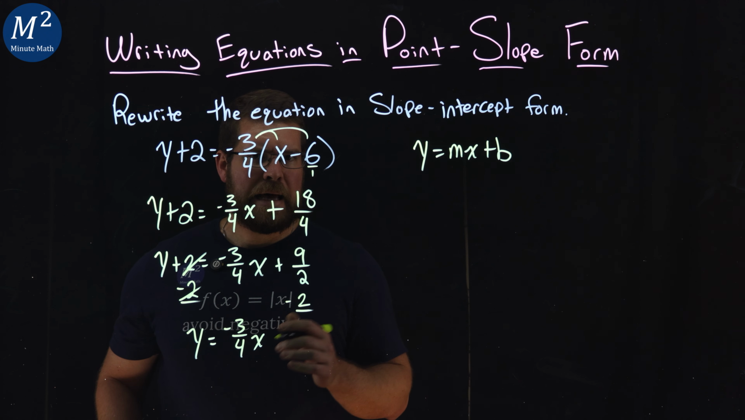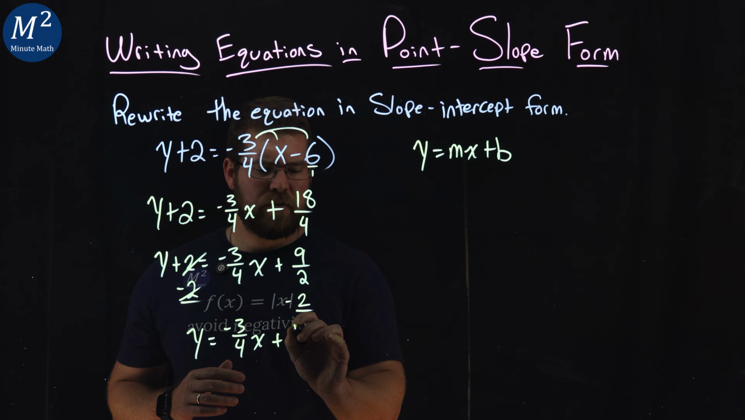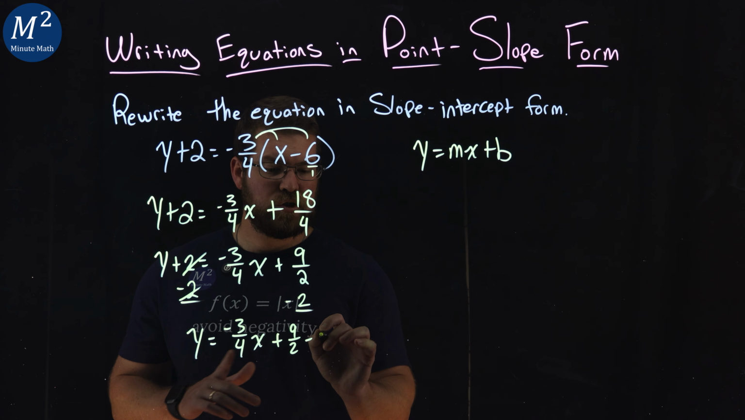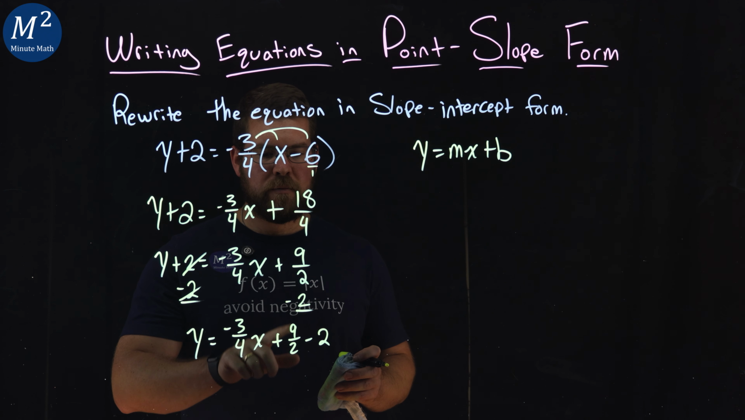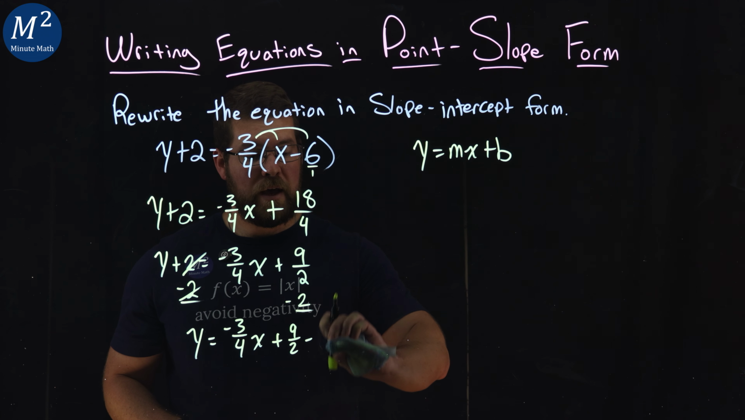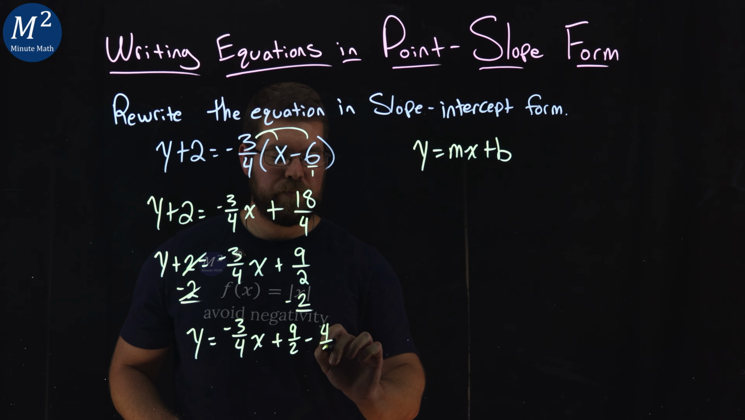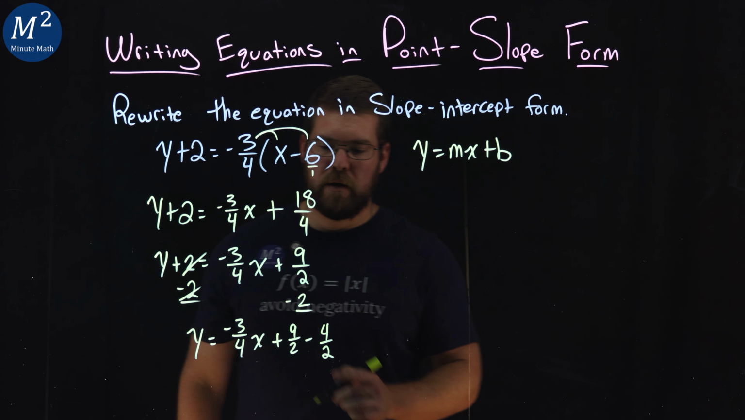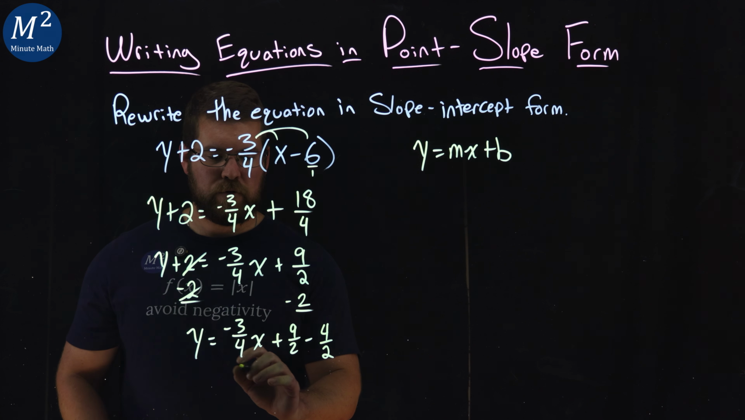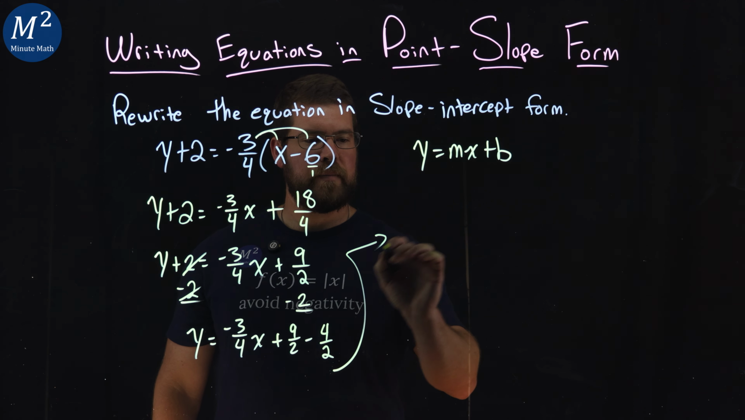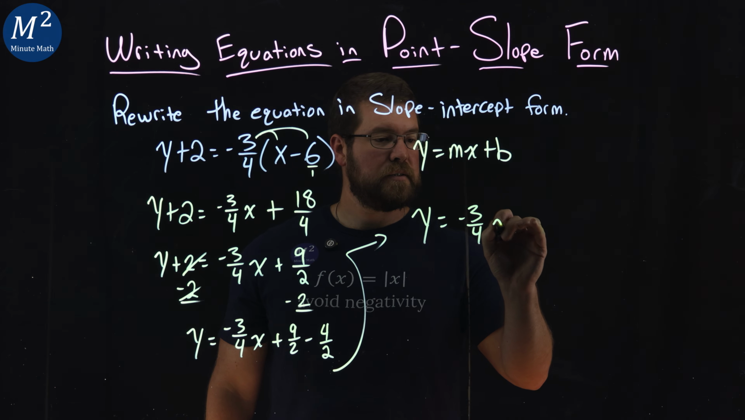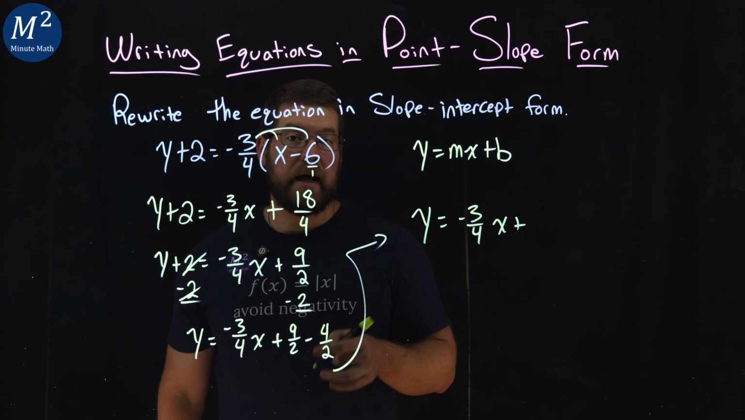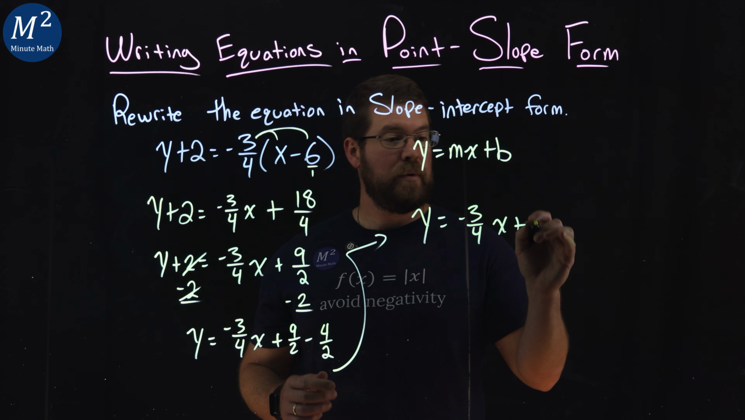How can I rewrite that as a fraction? I'm going to leave it like this, plus 9/2 minus 2. And this 2, I want to rewrite to have the same denominator. So 2 is the same as 4 over 2. Like that. So now, with a common denominator, we can subtract easily. I'll write it up here. So we have y equals negative 3/4 x plus 9/2 minus 4/2, that's going to be 5/2.